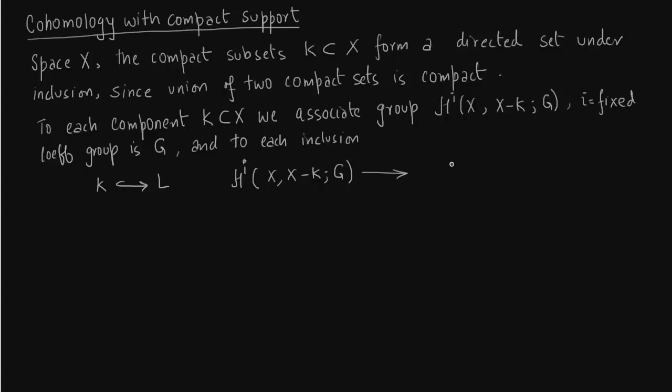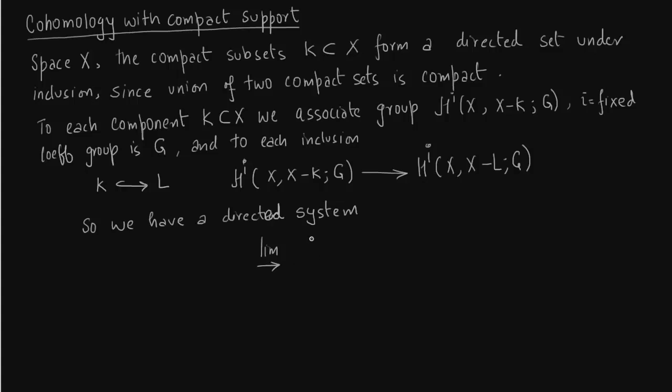Notice that the homomorphism is in cohomology groups, and the arrow is going from H^i(X, X minus K) to H^i(X, X minus L). That's precisely because of the complementarity. We are talking about X minus K and X minus L. If we were talking about K and L, then the arrow would have been in the opposite direction. So we have these natural homomorphisms. We have a directed set and we have these natural homomorphisms. So thus you can define a limit group. So from this directed system, you have a limit group.